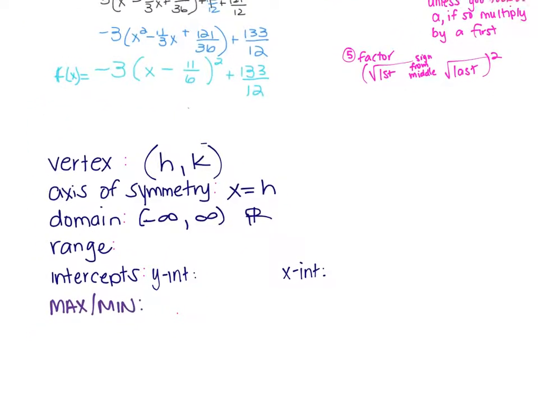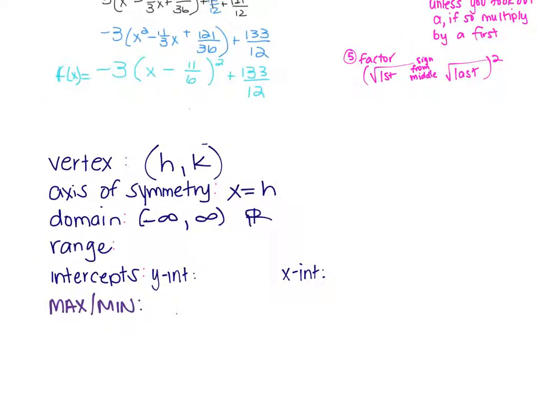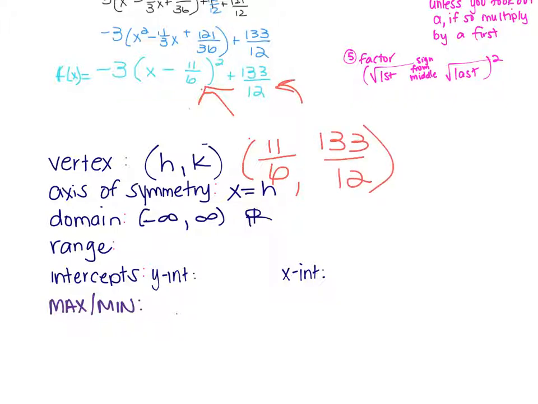The vertex of this function would be (h, k), which is the opposite of what goes inside the parentheses, or 11/6. And then the k would be what's outside the parentheses, 133 over 12. Obviously, if I'm going to graph those, I have to convert them into mixed numbers. The axis of symmetry is x equals h, whatever the x coordinate of your vertex is. That x equals is an important part of that answer. If you don't have x equals, if you just write 11/6, you are going to lose points. The axis is a line, and the only way you get a line is if you do that x equals.